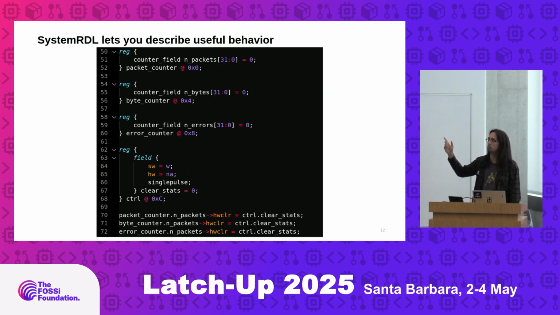And well, it'd be really nice to clear them, because with software, we want to atomically clear them in one operation. So we give it a control register and say, OK, you know what, so software can write it. So that's line 64. Line 65, hardware, we don't need any access. 66 is fun, because you can say, OK, we're going to write a 1 to this, and then it'll automatically clear itself. So it's a single pulse. And then the neat thing is line 70 through 72, we now connect them. So whenever the control clear stats gets asserted, those counters get cleared. Great.